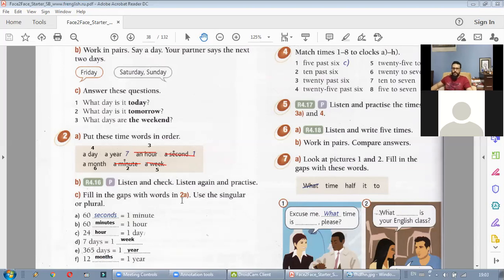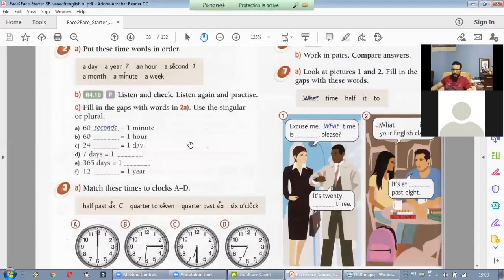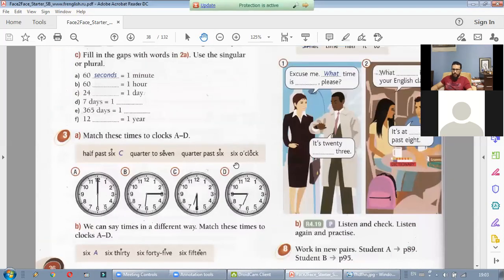Okay, so this is how we can talk about time and how we can divide time into different pieces. So let's go to our next exercise and let's see number 3 if we have any new information. Okay, this is very nice. So we're going to talk about time. Of course, time is an important part in English, how to talk about time, how to ask about time.